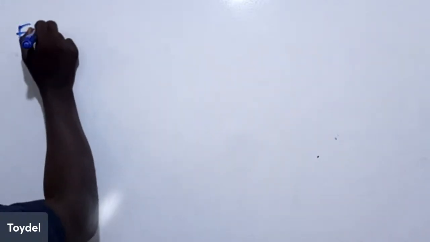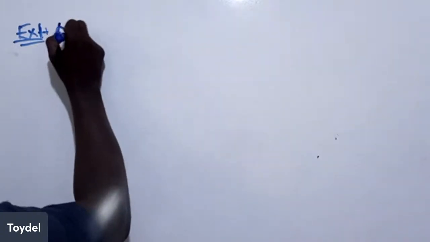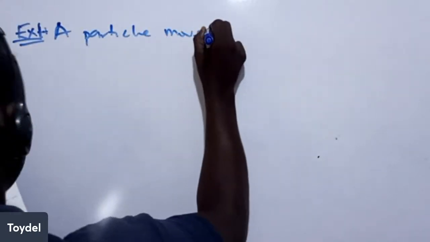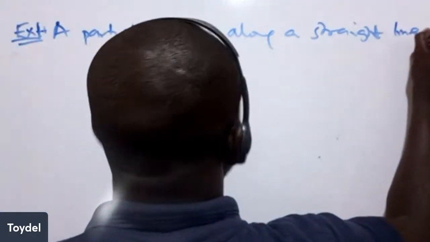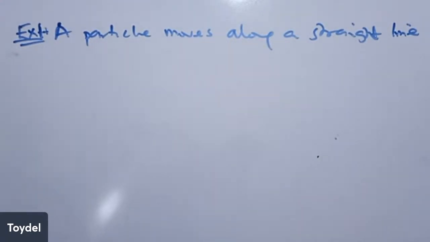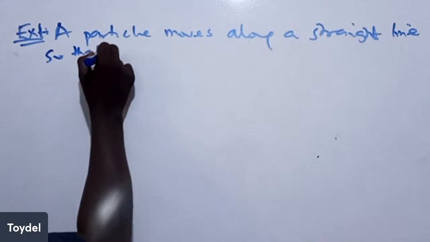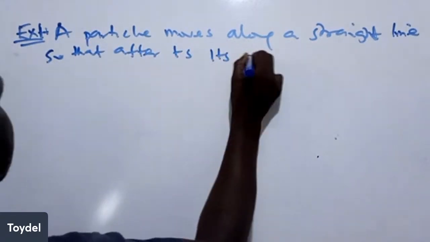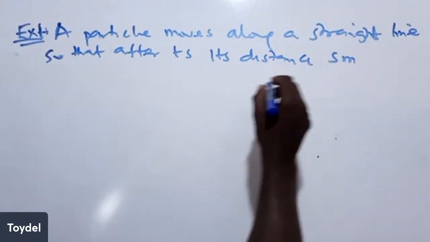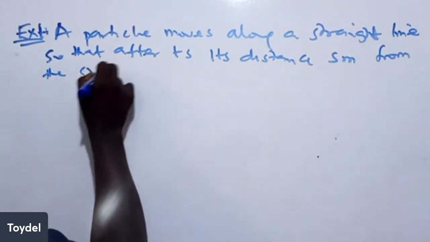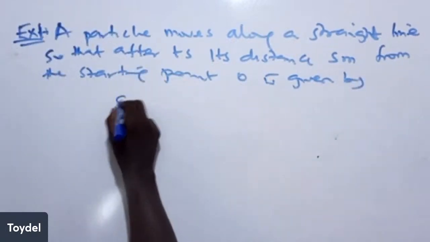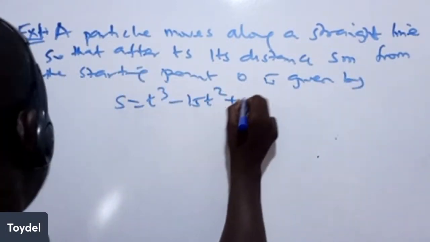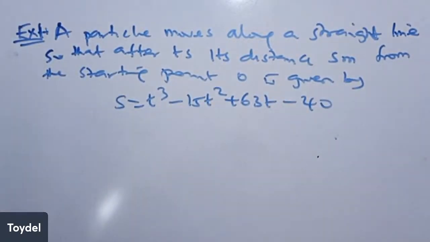So let's take two or three examples on this. Example: a particle moves along a straight line so that after t seconds, its distance s meters from the starting point 0 is given by s is equal to t cubed minus 15t squared plus 63t minus 40. That is what we have.